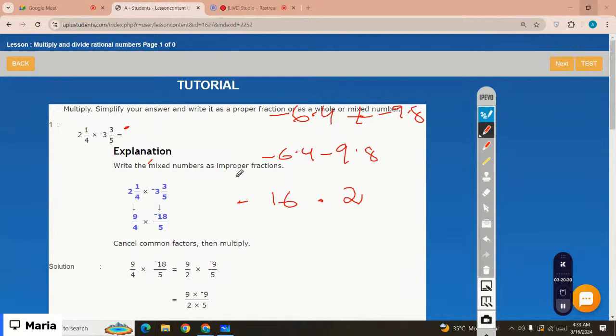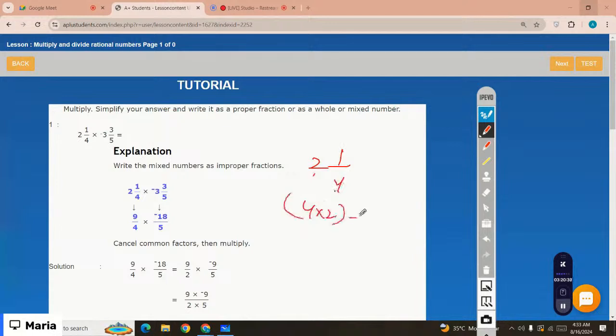How do we convert? Starting with 2 whole 1 by 4, you have to do 4 times 2. You need to add the numerator, and the denominator is the same. So that is 4 times 2 is 8, plus 1, 9 over 4 it is, right? Same thing you have to do with the other fraction, that is negative 3 whole 3 over 5. That is 5 times 3 is 15, 15 plus 3 is 18. That is negative 18 by 5.